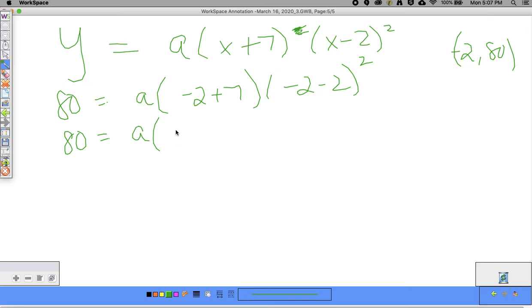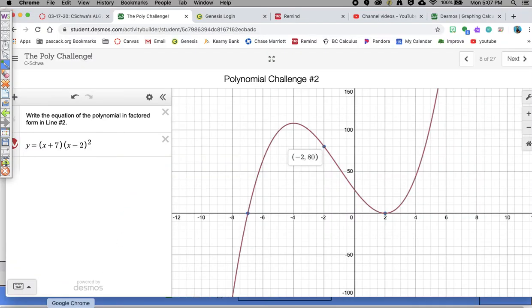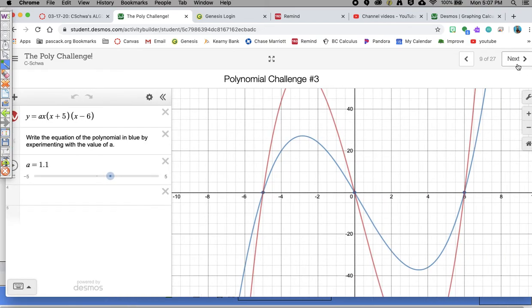So it's going to be a times, so this is 5 times -4 squared. So this is going to be 16. Oh, lucky you. So 80 is equal to a times 5 times 16, and 16 times 5 is in fact 80, so it's their lucky day. So 80 is equal to 80a. So a is equal to 1. I think it's important to verify, and I don't like that they're not asking you to verify. I'm going to ask you to verify, okay?